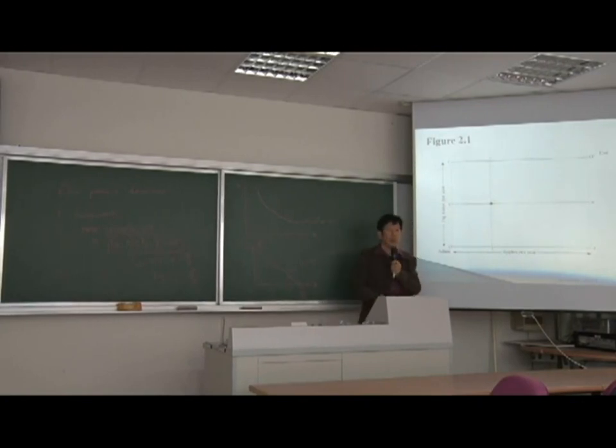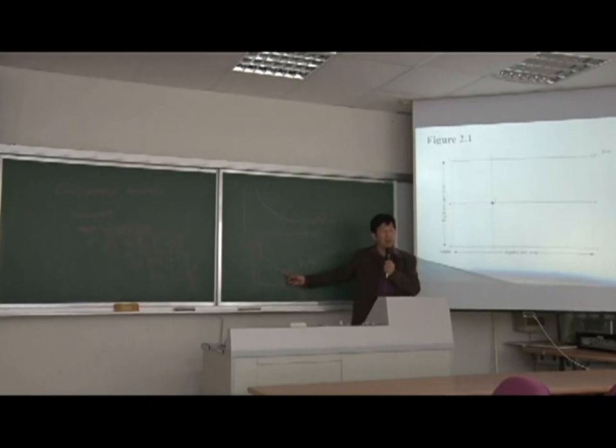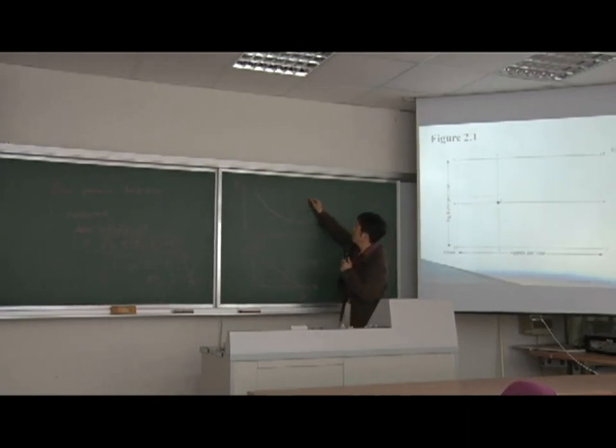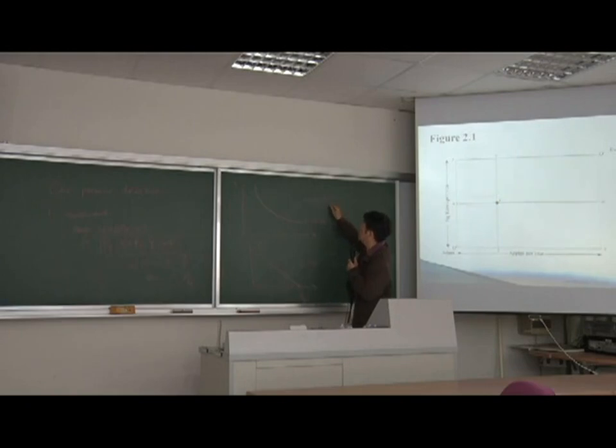Okay, it means if you are below this line, you have the ability to buy something. So this is all possible, and it represents your ability. And then this one we call the indifference curve.